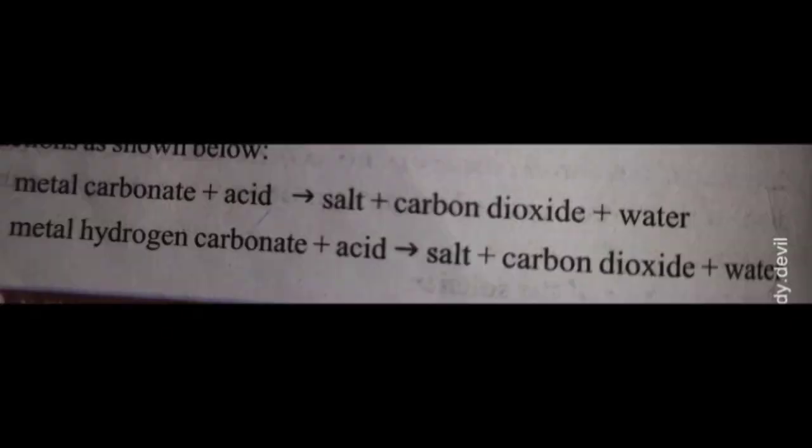Thus, from these two activities, we can conclude that the reaction of metal carbonates and hydrogen carbonates with acids gives the corresponding salt, water, and carbon dioxide. General chemical reactions: metal carbonate plus acid gives rise to salt plus carbon dioxide plus water. Metal hydrogen carbonate plus acid gives rise to salt plus carbon dioxide plus water.